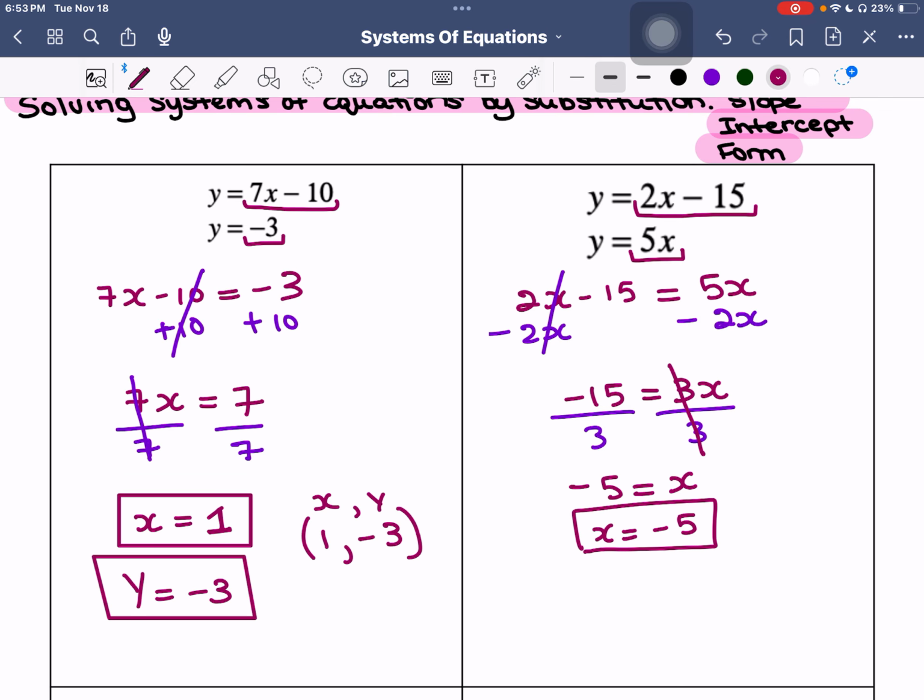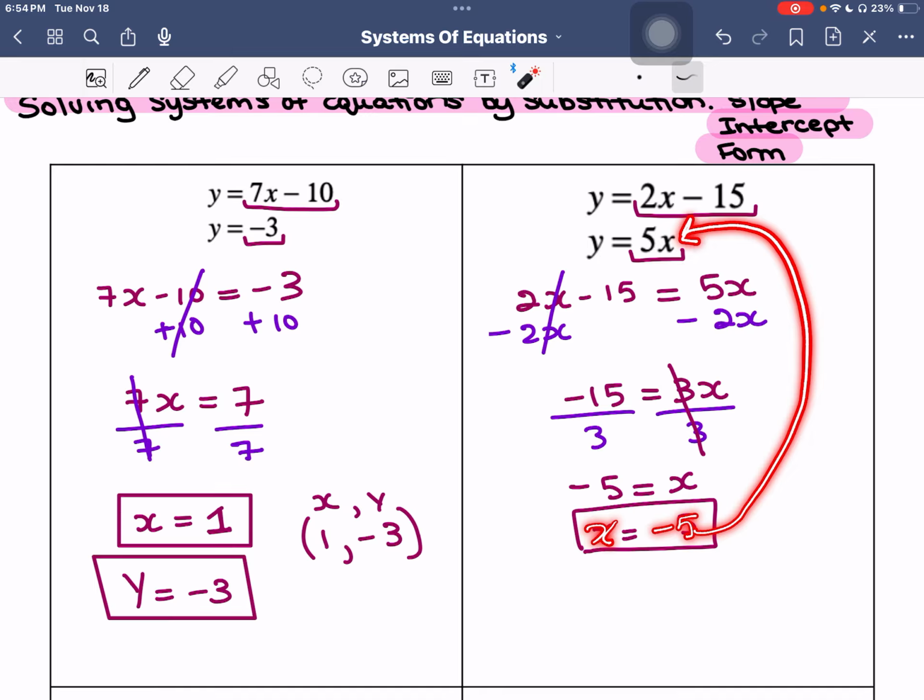Now that I know what x is, I need to find out the value for y. In this system of equations, we were not told what the value of y is. We're told that y is equal to 5x, but not a specific number value. So we need to find out what that is. Since we know what x is, we're going to take the value of x and substitute it back into this equation for x and solve to find out what y is.